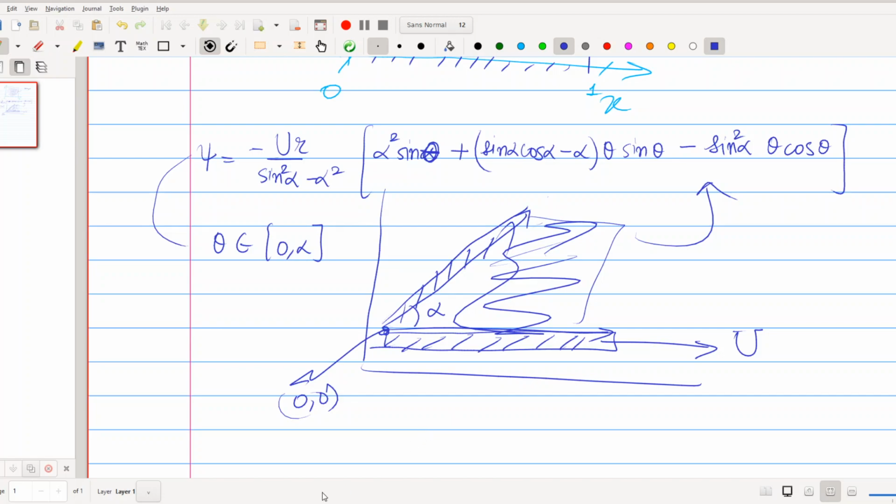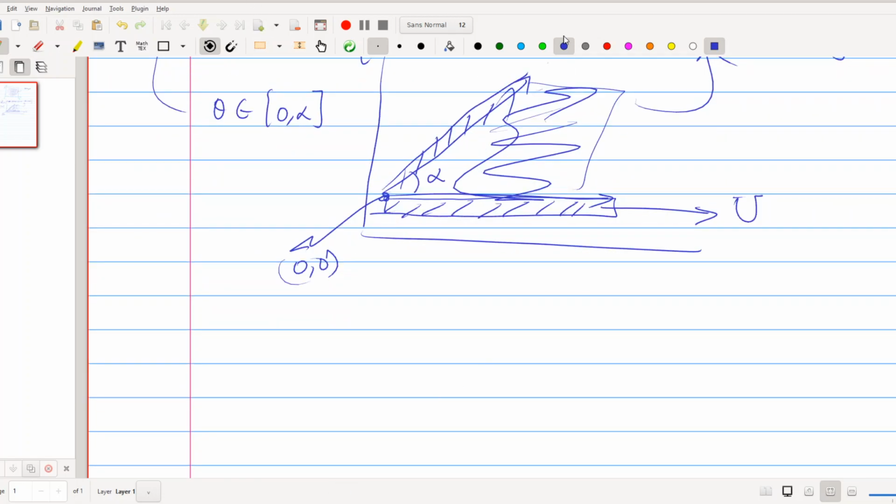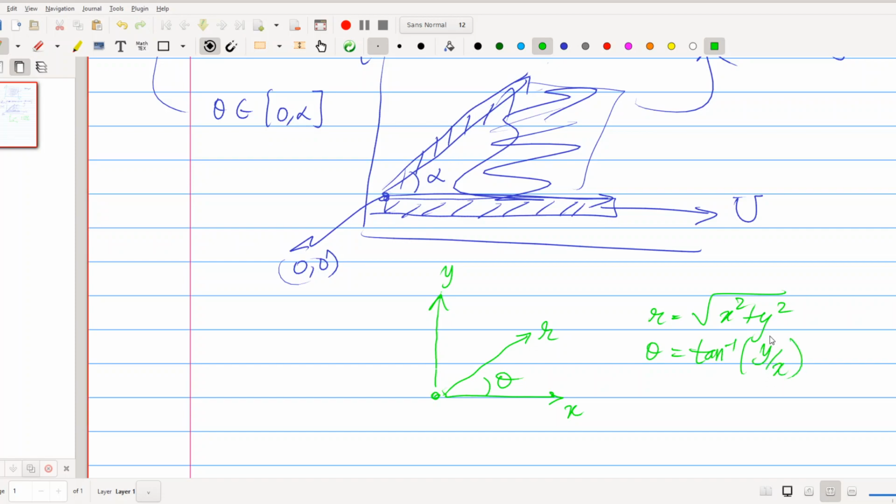So we must first define what r and theta are. Essentially, the r theta coordinate system. So this is y and this is x. So r is square root of x square plus y square and theta is tan inverse y by x. So this sort of defines what the coordinate system is. So let us go back to MATLAB.